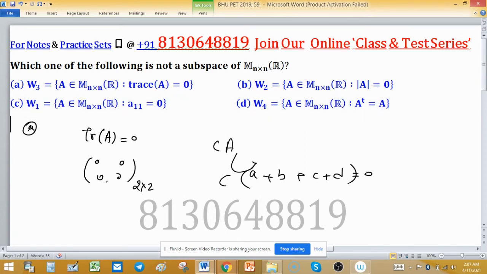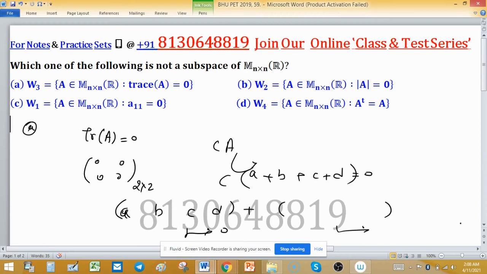If we take two elements A and B, then their sum will have trace 0 because of the diagonal sum. If A, B, C, D are diagonal elements, suppose 4 elements I have chosen, then their sum is also 0 and this sum will also be 0. So the sum of diagonal elements, when we take the sum of the matrices, will be 0, meaning their trace will be 0. So option A is a subspace.